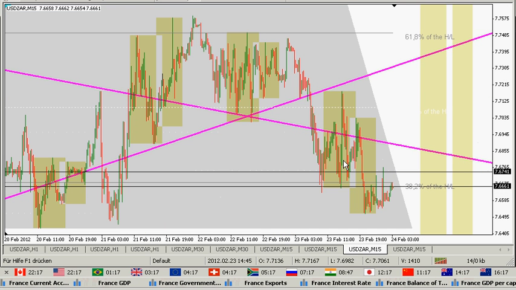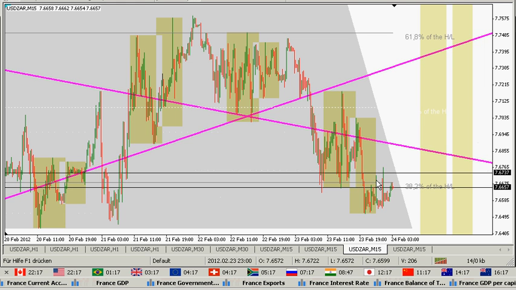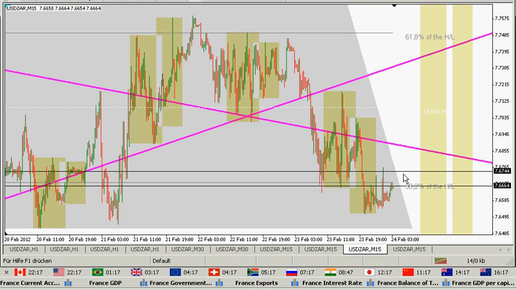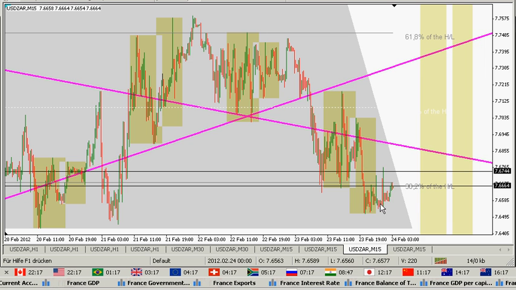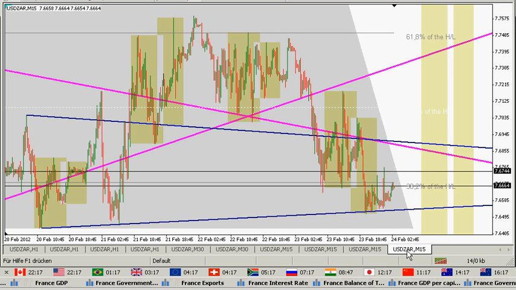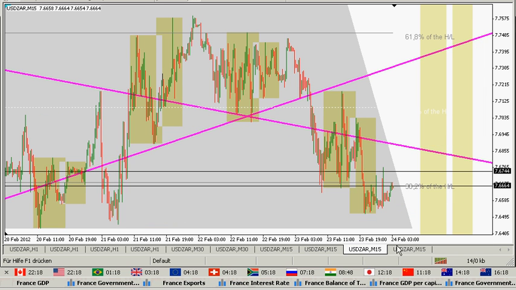So here we see these lines. How to trade, how to buy? Of course you can buy also right here, right now. I would prefer to buy the stop here.